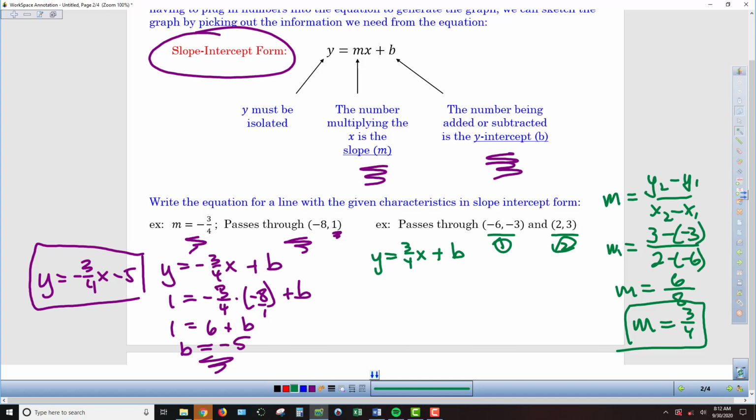But now I have a choice. I can use either of these 2 points and plug it in to figure out what my y-intercept is. So I'm going to go with the positive option here just because it's less things for me to lose track of as I plug in.